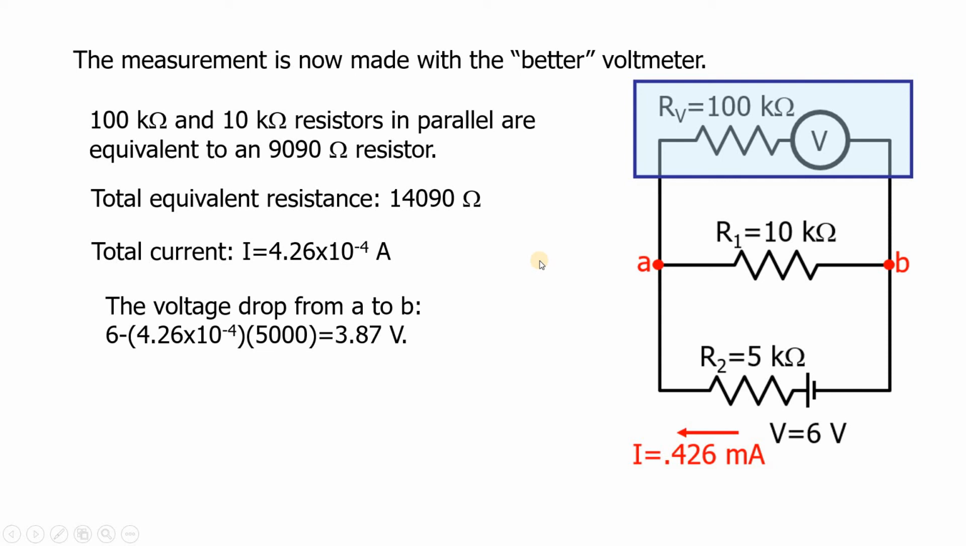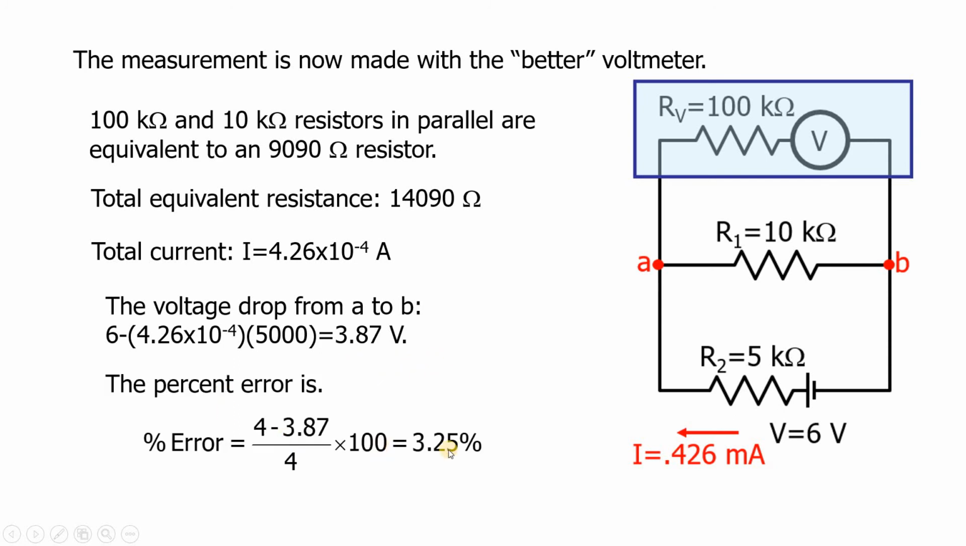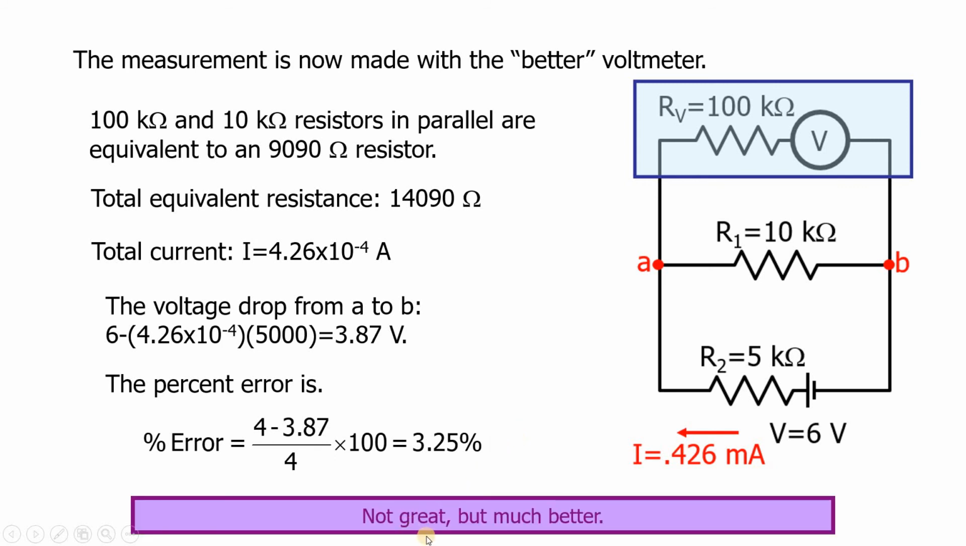Without the voltmeter, we'll get 4 volts. With the voltmeter of 100 kilo ohms resistance, we'll get 3.87. Finally, the percentage error is 3.25, which is better than the previous one. So not great, but much better. So whenever the internal resistance of the voltmeter is more, the percentage of error is very, very less. That's why in ideal voltmeters, we consider the resistance of the voltmeter to be infinite.